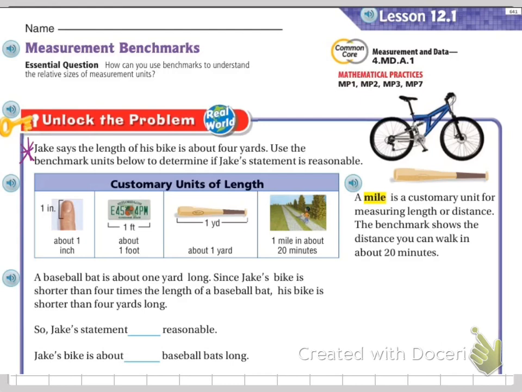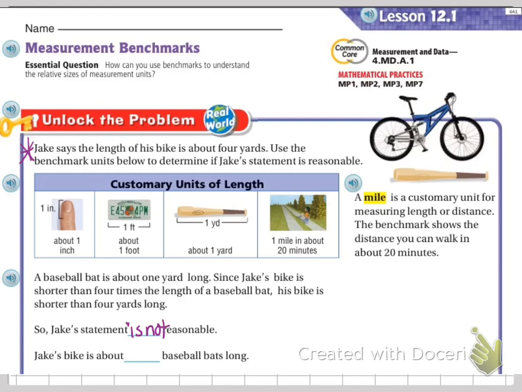So let's look at this problem at the top. Jake says the length of his bike is about 4 yards. Use the benchmark units below to determine if that statement is reasonable. So again, thinking about the length of a yard is about the length of 1 baseball bat. If he thinks that his regular bicycle is 4 yards long, we have to think about, does it make sense or not? So I disagree, and I think that Jake's statement is not reasonable.